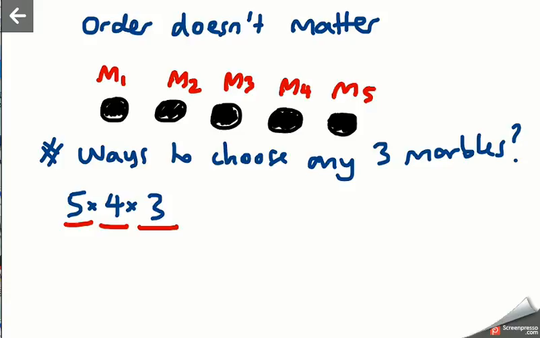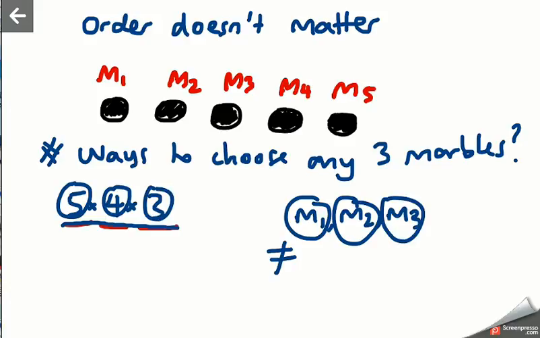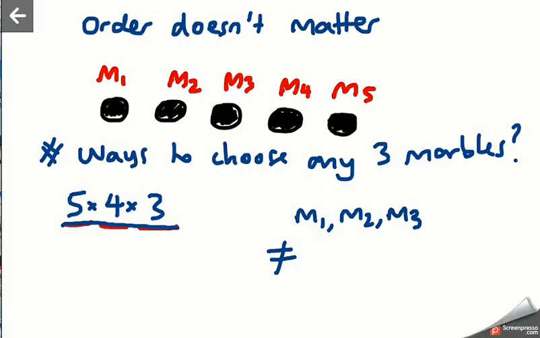However, we're not done yet because, just like before, right now we have marble 1, marble 2, marble 3 being treated differently: marble 1 was one of the 5, marble 2 was one of the 4, and marble 3 was one of the 3. But conversely, marble 3 could have been one of the 5, marble 2 could have been one of the 4, and marble 1 could have been one of the 3. So it's counted differently to marble 3, marble 2, marble 1. These are considered 2 different choices.